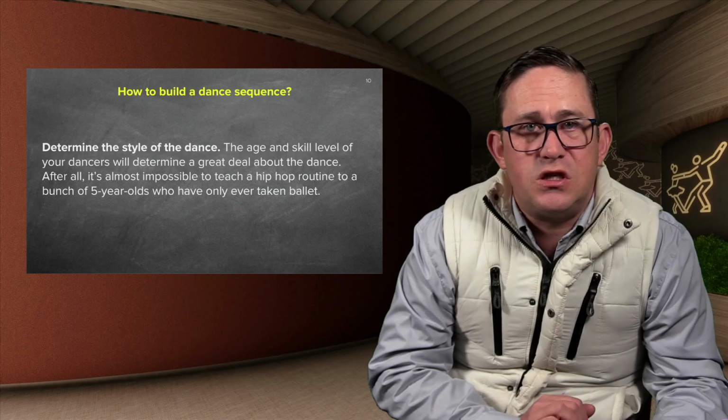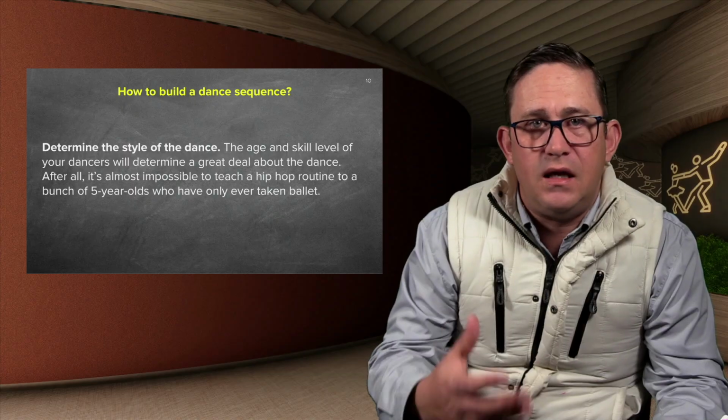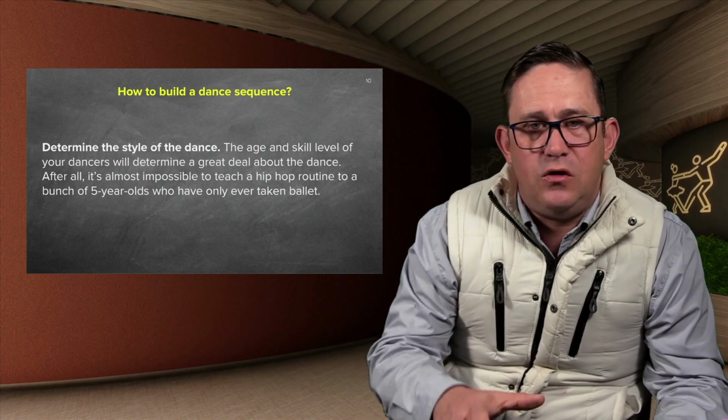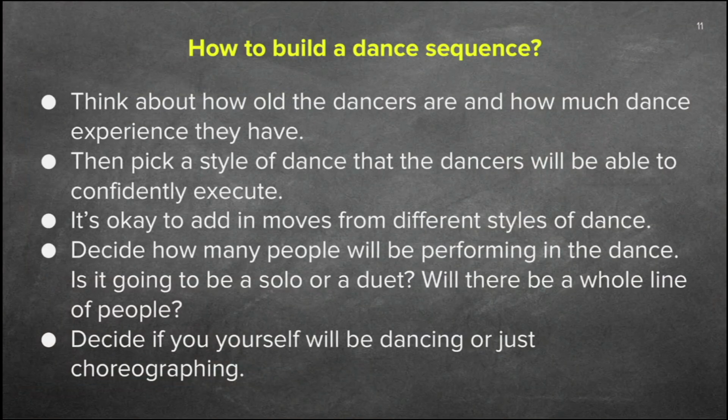That's basically just ballet. So you have to do basic skills with them, and then you can add a bit of technique, and then you can actually start building onto the sequence. Think about how old your dancers are and how much dance experience they have. Then pick a style of dance that the dancers will be able to confidently execute.